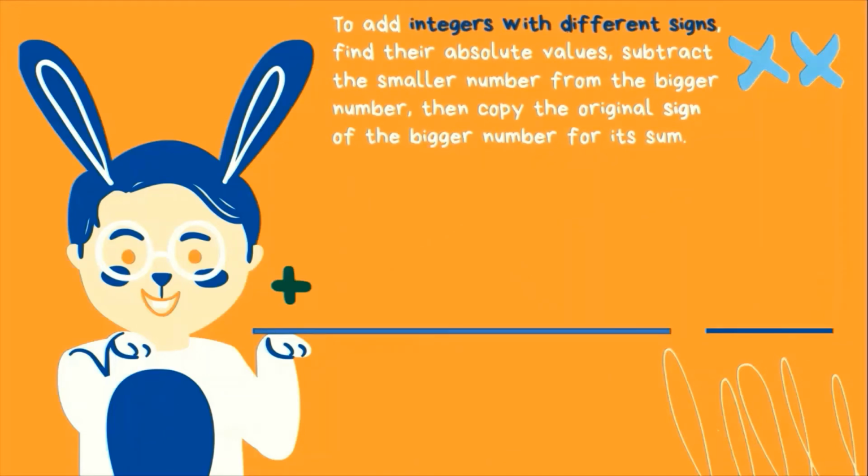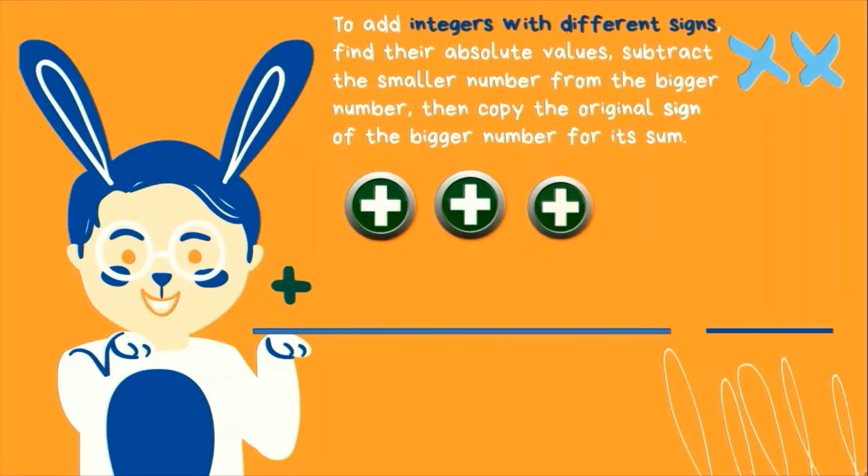So long as it's a zero pair, the sum is always 0. To add integers with different signs, magkaiba yung kanilang signs but not a zero pair. First, find their absolute values. Next, subtract the smaller number from the bigger number, and then copy the original sign of the bigger number for the sum.